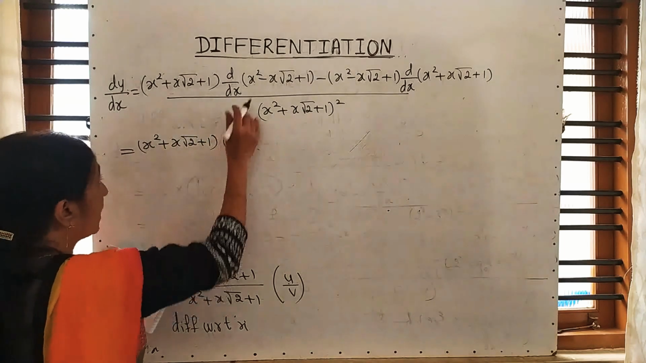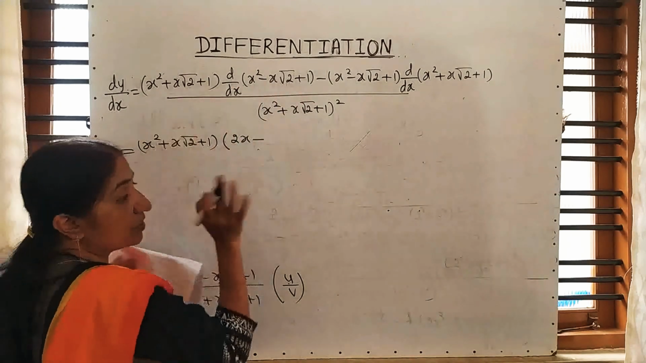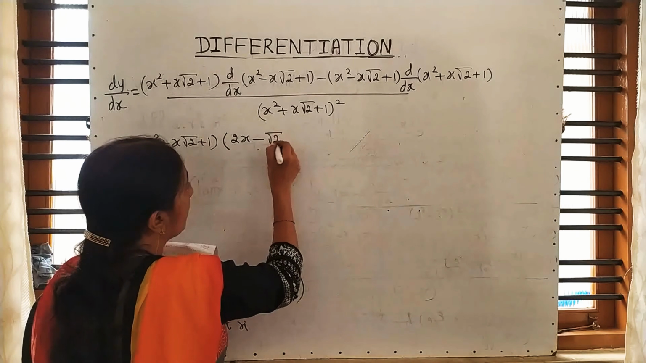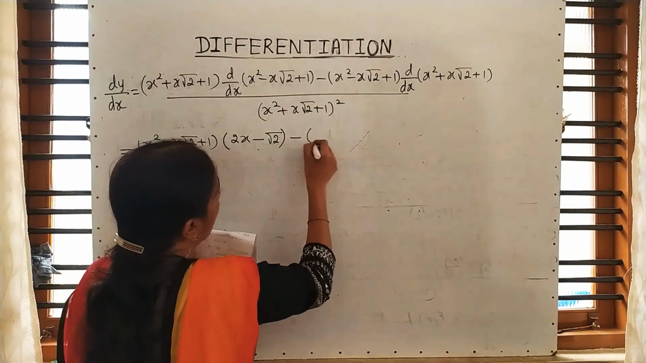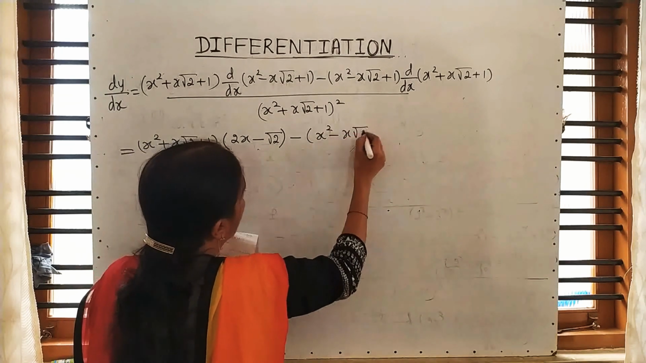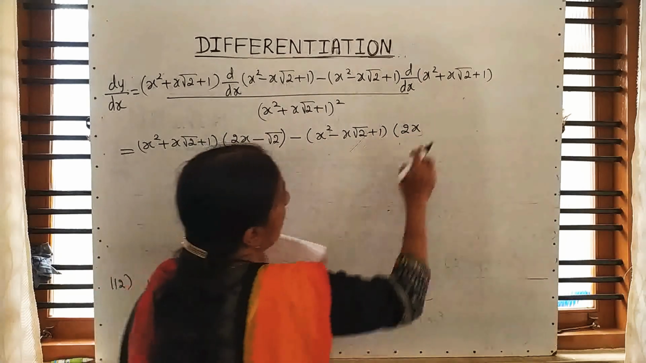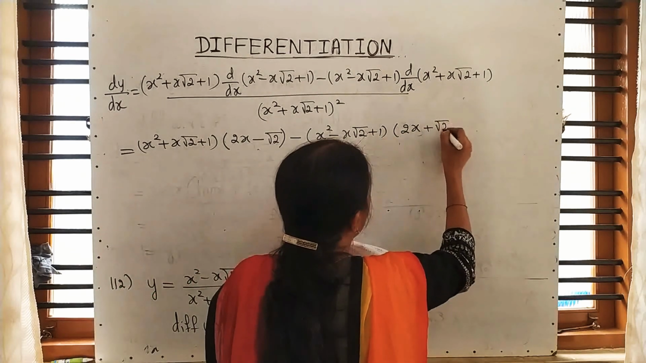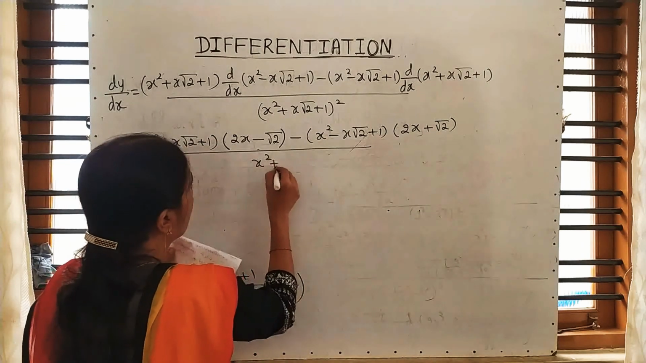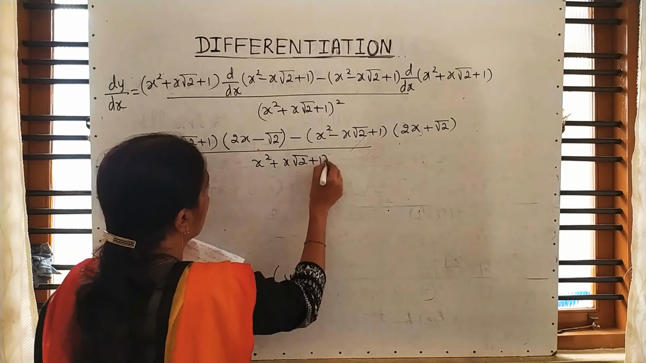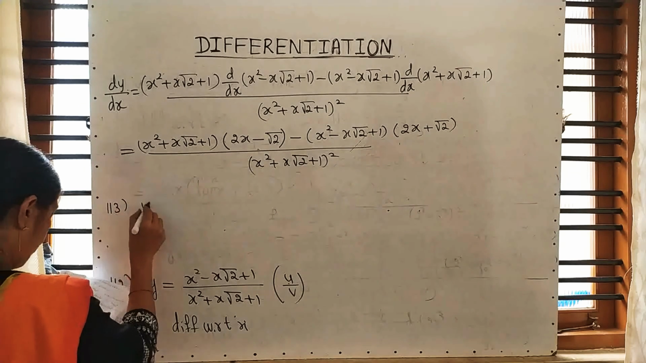In the bracket, differentiation of x square is 2x minus. Out of these two, which is a constant? Root 2 is a constant, remember. Differentiation of x will be 1 and differentiation of 1 is 0. Here differentiation of x square is 2x and again root 2 is a constant, differentiation of x will be 1. So this is the answer. Moving to next question.